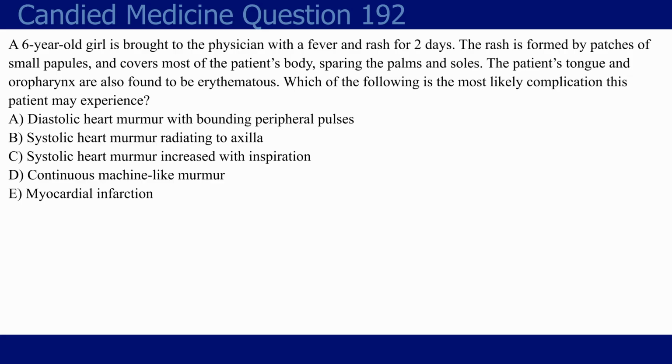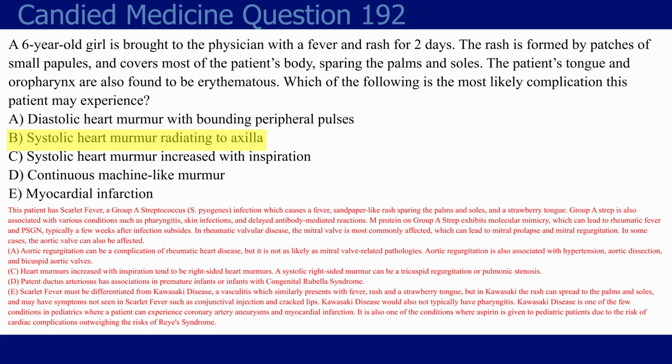So when we think strep pyogenes infection, we think of a lot of different conditions. You gotta know a lot about group A strep for the step exam. There's pharyngitis, skin infections, and you also think about the delayed antibody-mediated reactions, which is rheumatic heart disease. This happens because of the M protein on group A strep exhibiting molecular mimicry. So when you create antibodies against that, the antibodies can also mistakenly damage your own tissue. In this case, the most common one being your mitral valve. That can lead to either mitral prolapse, which is often described as a mid-systolic click, or more commonly, what they like to test is mitral regurg, which is choice B, systolic heart murmur radiating to the axilla.